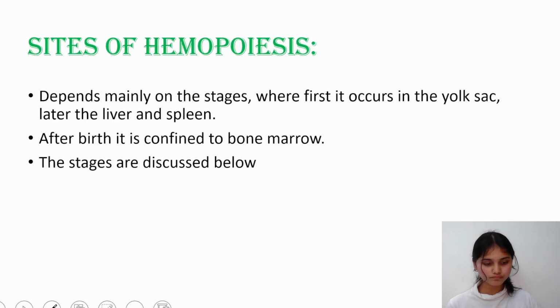Now, the second concept that we will be learning about is the sites of hemopoiesis. Where exactly does hemopoiesis take place? Remember, there are three places: liver, spleen, and bone marrow. After you're born, pretty much all of the hemopoiesis takes place in the bone marrow. Bone marrow is the major site. Now, it depends mainly on the stages where it occurs. First, in the yolk sac, liver, and the spleen. Yolk sac is pretty much when you're within the womb.